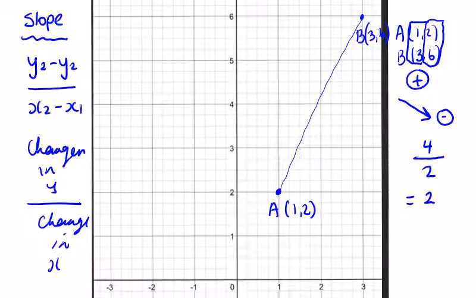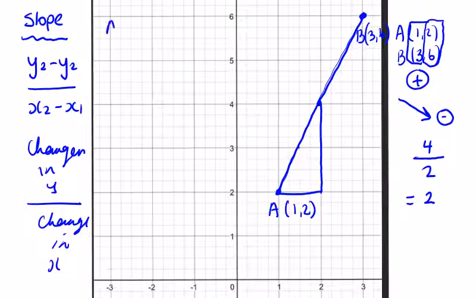Which means that for every 1 it goes this way, it goes up 2 this way. And you can see that happening here. Out 1, up 2. Is that the same if I started here? Of course it is. So the slope in the line is going to be consistent all the way along the line.